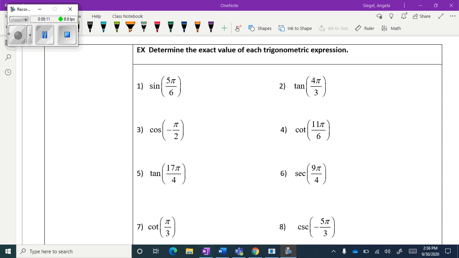So now that we're pros at doing radians, I want to look at the unit circle, and we're going to fill in that other missing piece that we haven't talked about yet.